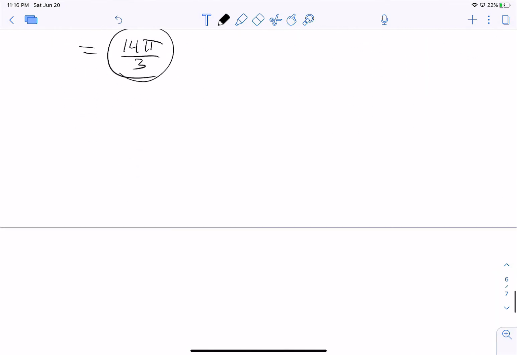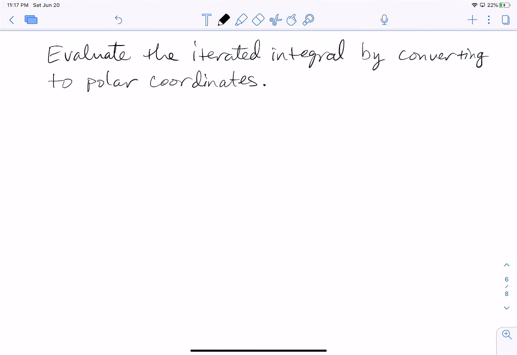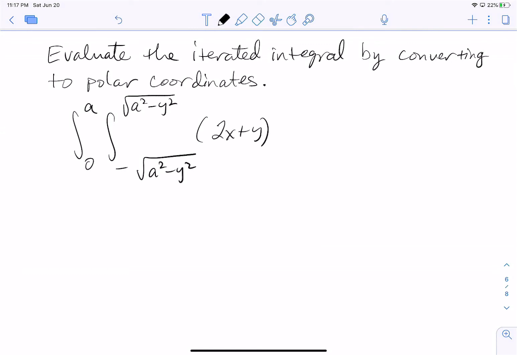Our next example also involves a conversion. We're to evaluate an iterated integral by converting to polar coordinates. Our integral is from 0 to a of the integral from negative square root of a squared minus y squared to square root of a squared minus y squared. The integrand is 2x plus y, and we are given dx dy as the original order of integration.